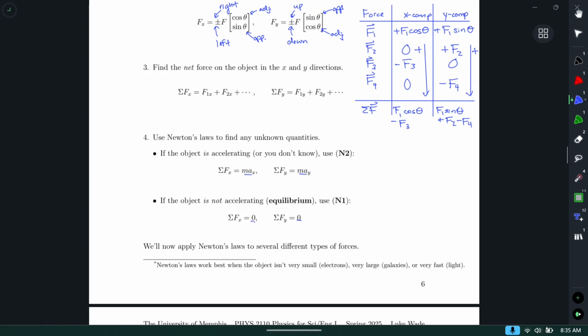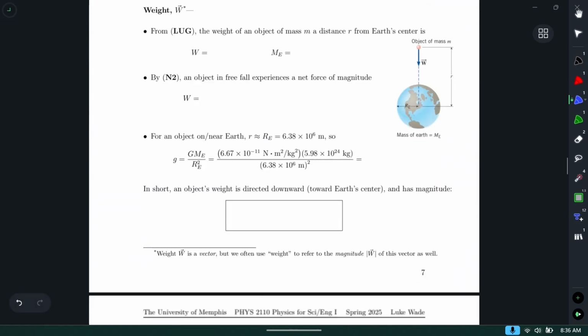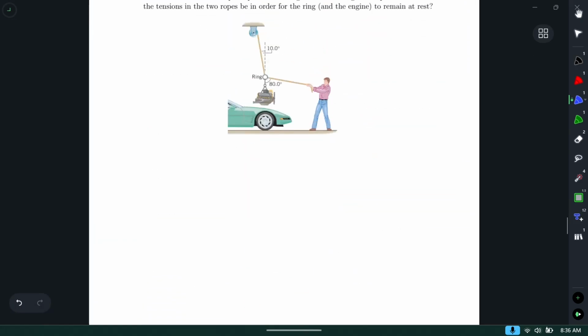If you're not sure, or you don't know, just go with second law, and eventually you'll hopefully realize ax and ay are 0, because the thing's not accelerating. Then you're back to the first law anyway. So you can just always say equals ma, and then just decide that acceleration is 0 later down the road. We'll see that here in this problem in a bit.